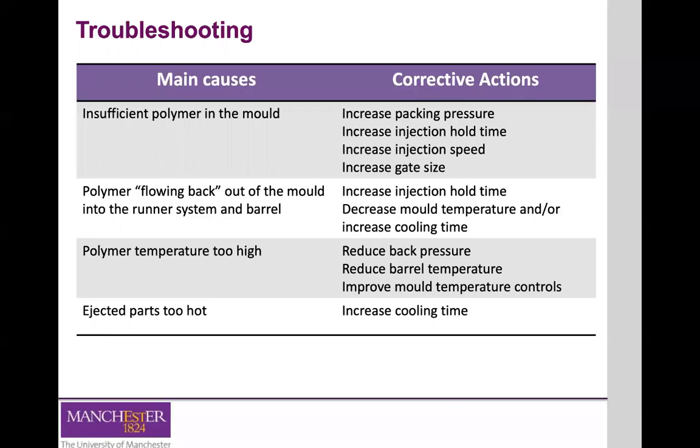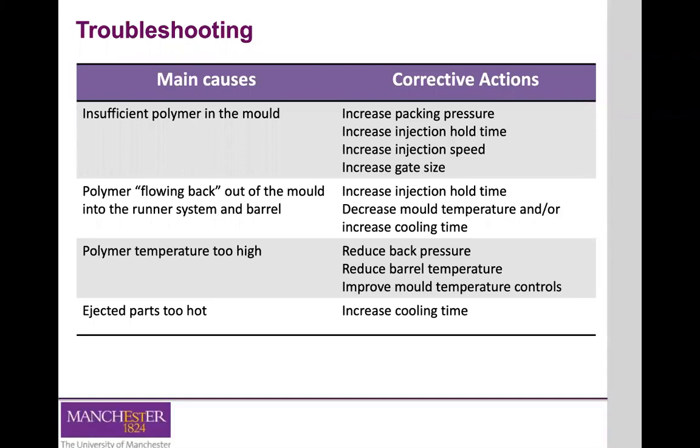Also, quite often, what happens when you are injecting polymeric materials, you have this material flowing back out of the mold and into the runner, and often into the injection cylinder or barrel. And if the material flows back, it means that we don't have enough material inside the mold. And by not having enough material, we'll have more probabilities of having these sink marks. What we need to do in these cases is to, one, increase the injection hold time so that we have the pressure applied for longer periods of time. And in this way, we prevent the material from flowing back into the barrel.